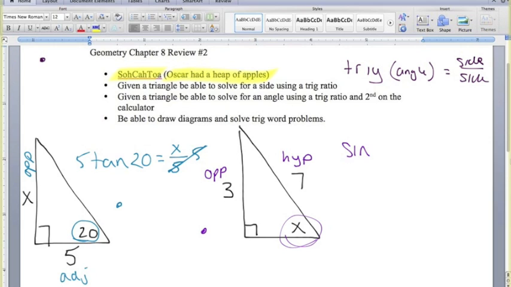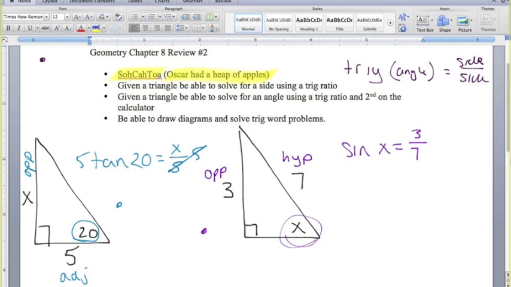So you pick the trig function. So it's trig function, then angle. We don't know the angle, so we just use the x. Equals side over side. For sine, it's opposite over hypotenuse, 3 over 7. You don't need to do any algebra in solving this. We're not trying to get anything alone here.